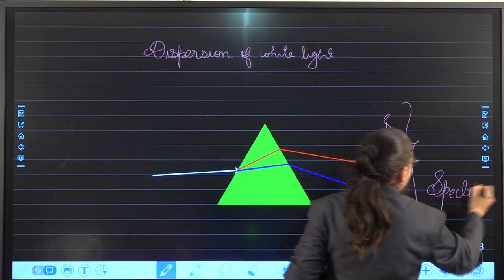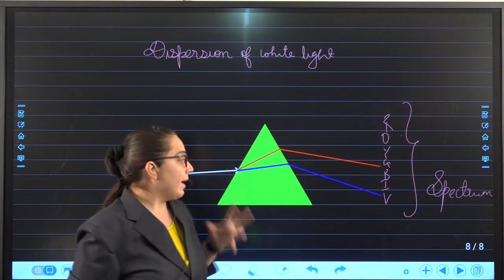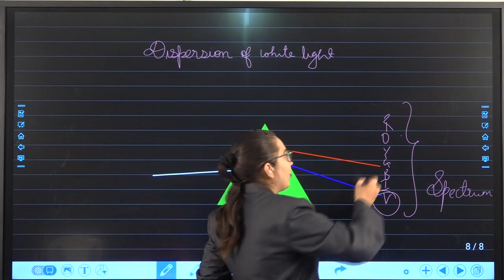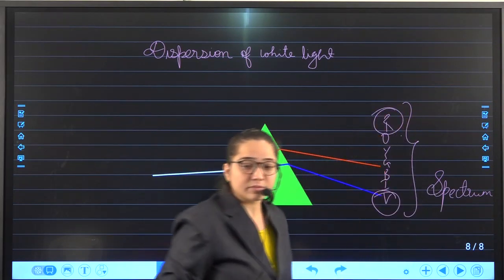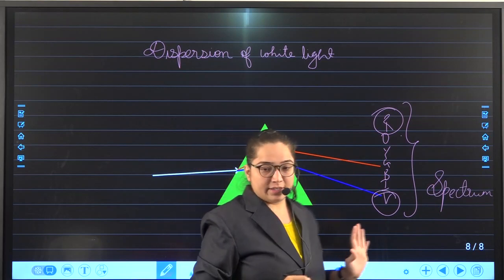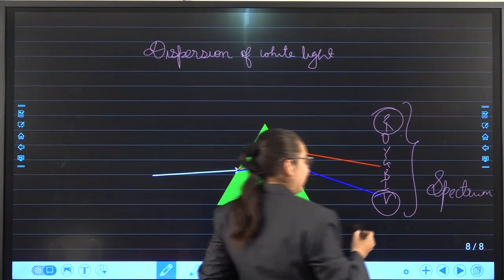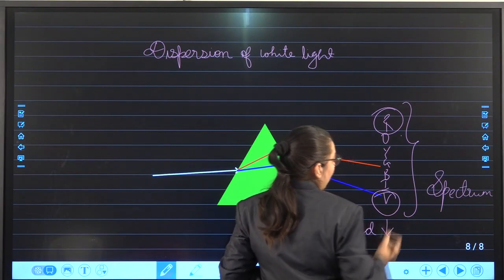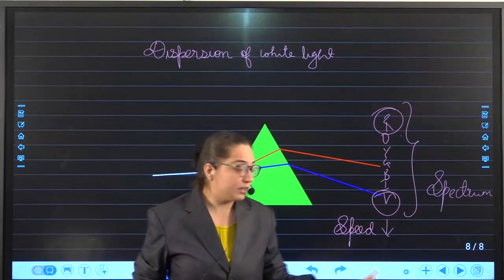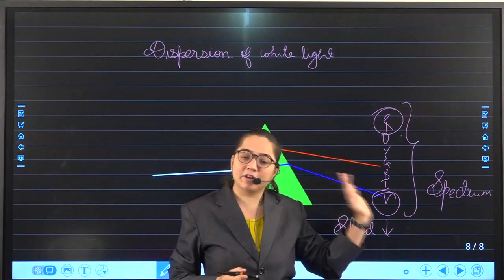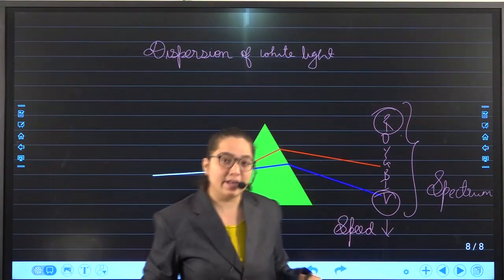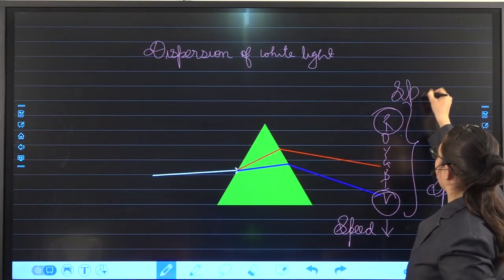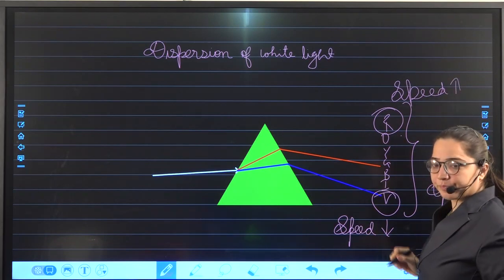What is the band of 7 colors called, friends? Spectrum. In that, violet and red, we have discussed these 2 colors. Violet, its speed is the least because its deviation is maximum. This color is a troublemaker, so it will take a longer path and then reach home, so its speed will be less. While the red one is very good, so directly it will go home and its speed is maximum.